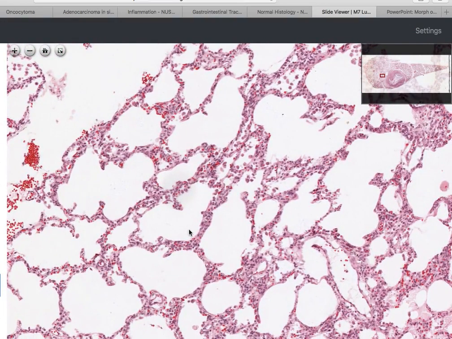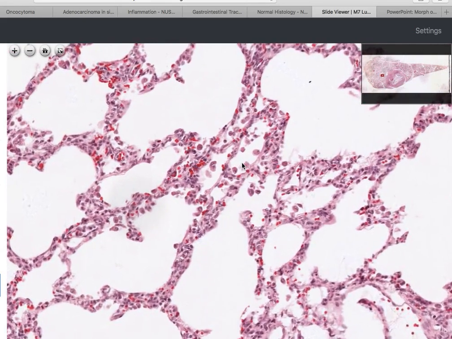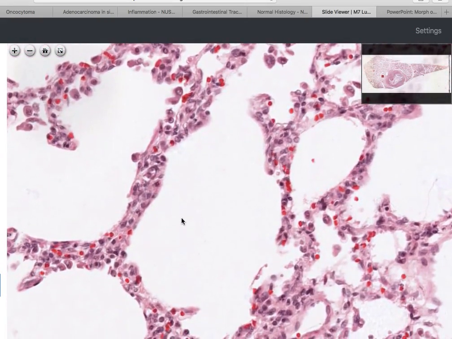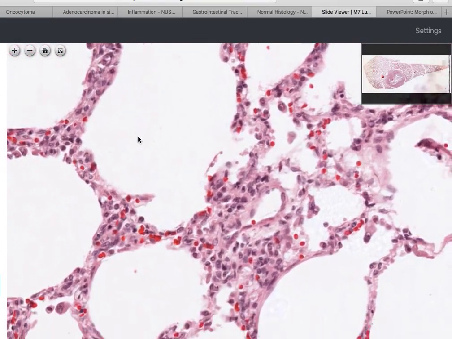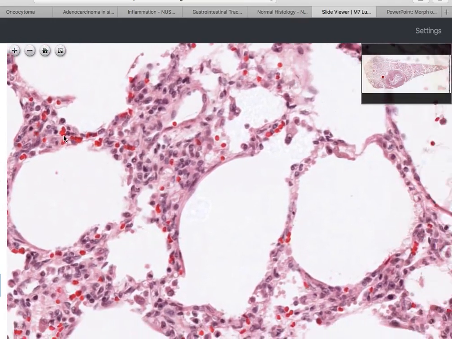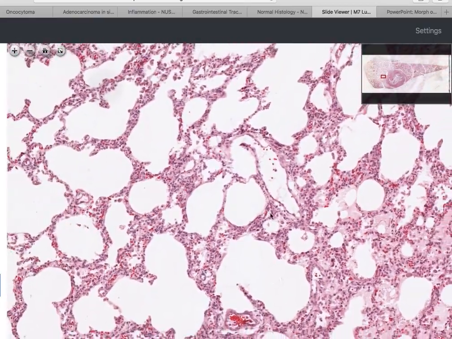these are the alveolar spaces. You can see the alveolar spaces are empty except for occasional alveolar macrophages within them. But the alveolar walls are actually a little thickened than usual, and this is partly contributed by quite a bit of congestion with lots of red blood cells within them.